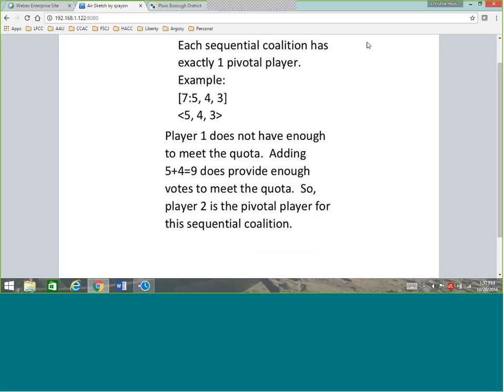An example would be this one where you have a quota of 7 and you have a sequential coalition of 5, 4, 3. Player 1 does not have enough to meet the quota, so you add player 1 and player 2, which gives you 9, which does meet the quota. So that means player 2, I'm going to underline it, is the pivotal player in this sequential coalition. This is just an example of what I mean by adding from left to right and trying to find the pivotal player.